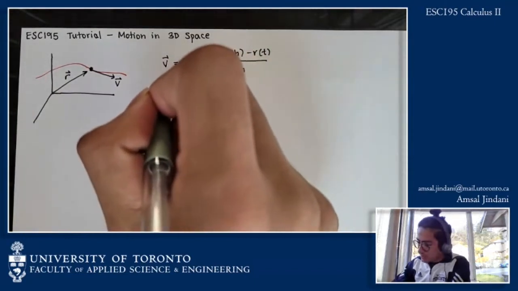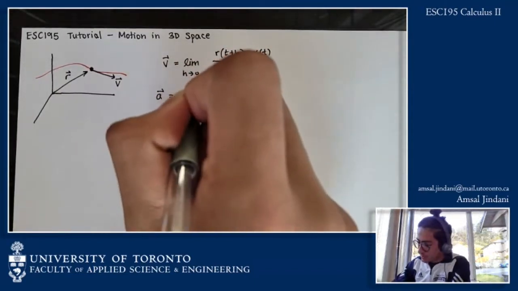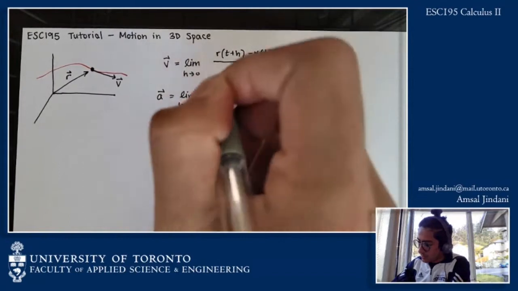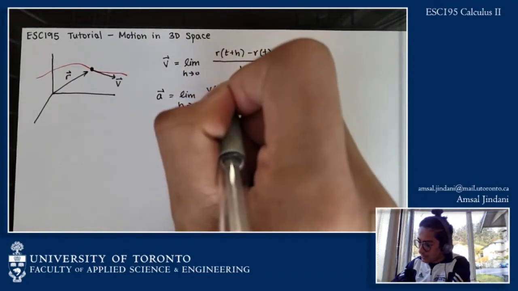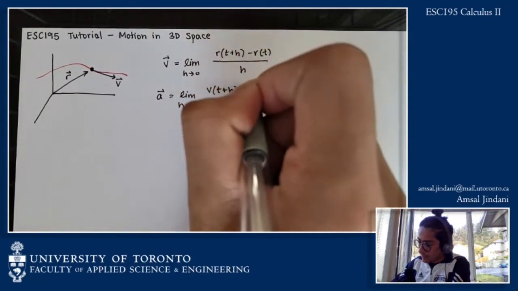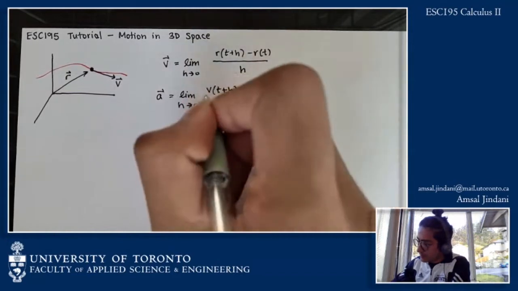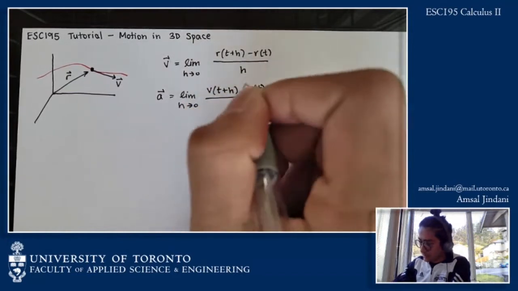The acceleration, same idea. It's the limit as h approaches 0 of the velocity at time t plus h minus the velocity at time t, divided by h.